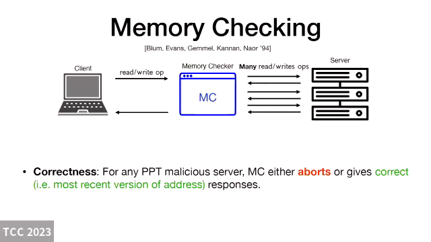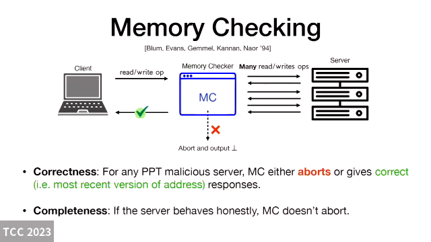For the correctness property, we basically want to ensure that the memory checker either aborts or only sends back correct information. Correctness here again means that it sends back the most recent version of an address. The second property we want is completeness, to make this non-trivial. Basically, if the server were honest, the memory checker should not abort.